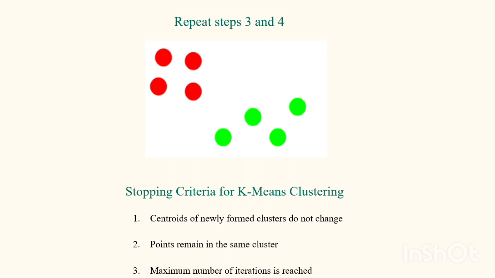Suppose we have set the number of iterations as 100. The process will repeat for 100 iterations before stopping.